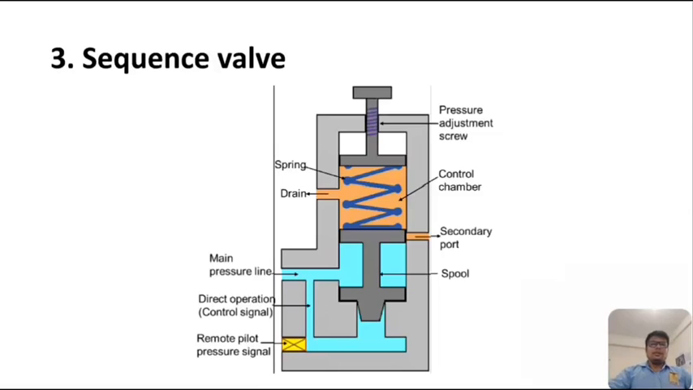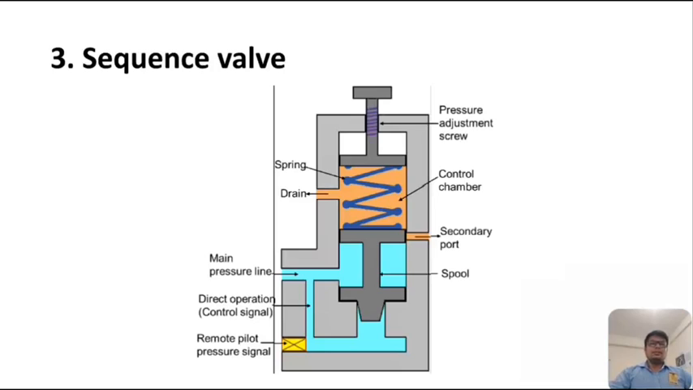So the basic construction you can see from the figure. This shows the schematic diagram of a sequence valve, and it is almost similar to the direct relief valve which we learned first. Again, it has only two ports. The first one is the main port, that is connecting the main pressure line, and the other port, also known as the secondary port, is connected to the secondary circuit.